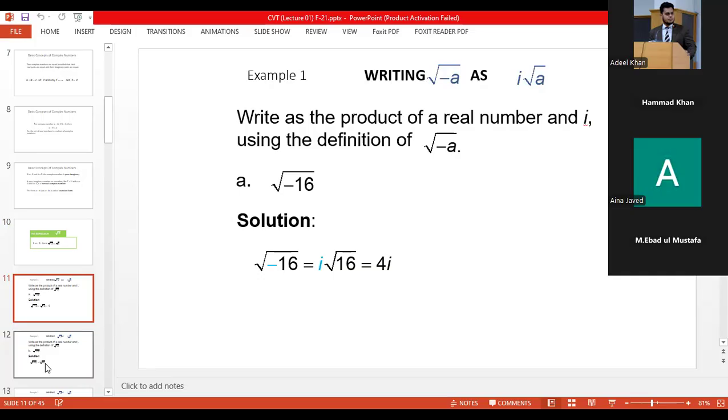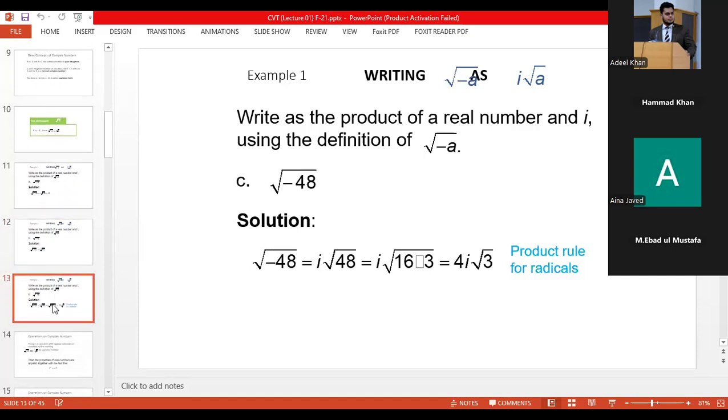Here you can see that in the last session we discussed the concept of the square root of minus 16. It is represented as iota into the square root of 16, and the square root of 16 becomes 4. So 4 into iota is the result. We also discussed the square root of minus 70. The third example, as per the sequence, is the square root of minus 40, and the square root of minus 48 we have discussed.